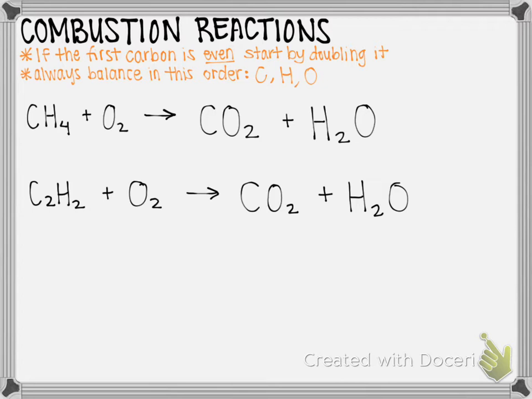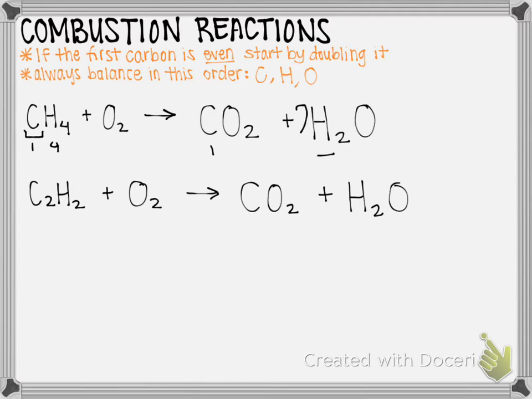What the first rule means is if your number of carbons is even, you start by doubling it, which means put a 2 as a coefficient in front of that compound. So here we've got 1 carbon, so it's not even. And so we can just go through and balance. Carbon, you've got 1 on the reactant side, 1 on the product side. So that's already balanced. Hydrogen, you do next. You have 4 on the reactant side and 2 on the product side.